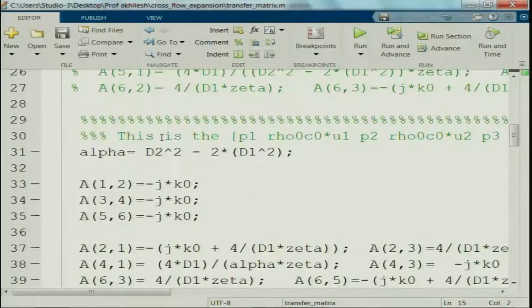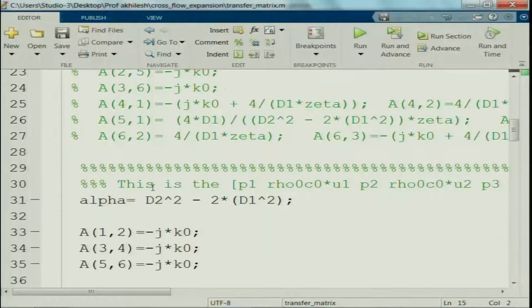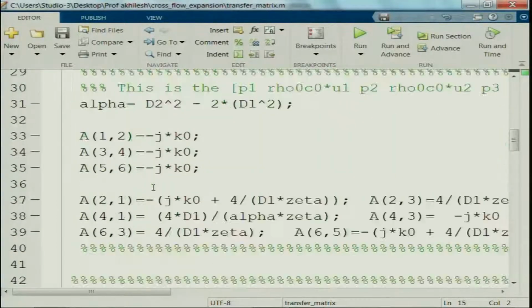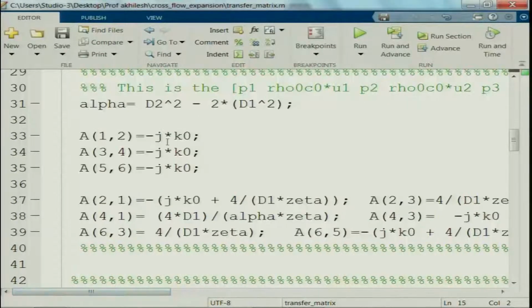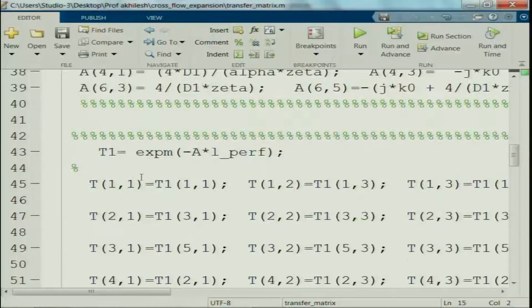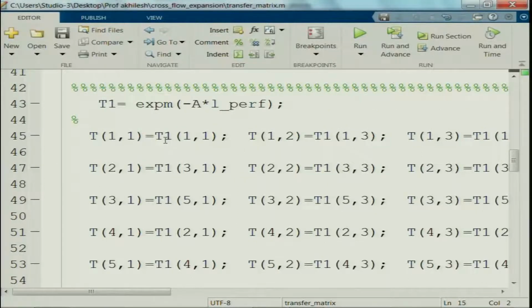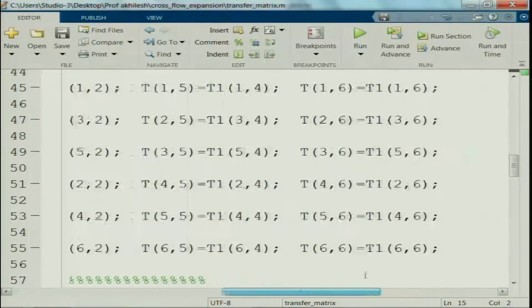However, if you recast the equations in this particular form, P1, rho naught C naught U1, P2, rho naught C naught U2 and so on, we will get this, and T1 is exponential of A times L perforate. And then we rearrange back by doing this operation.